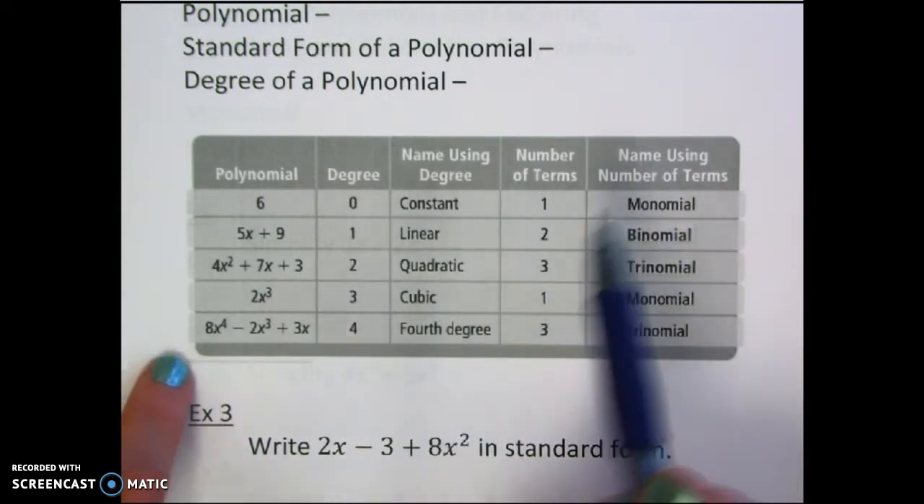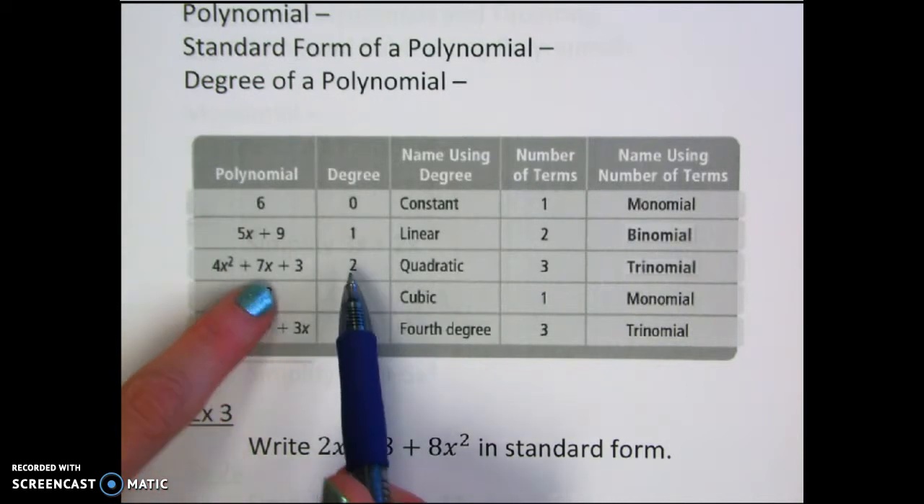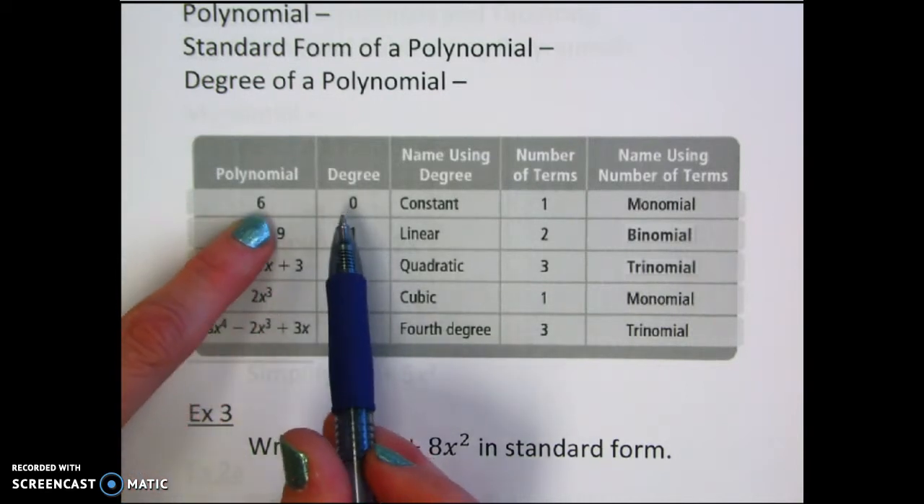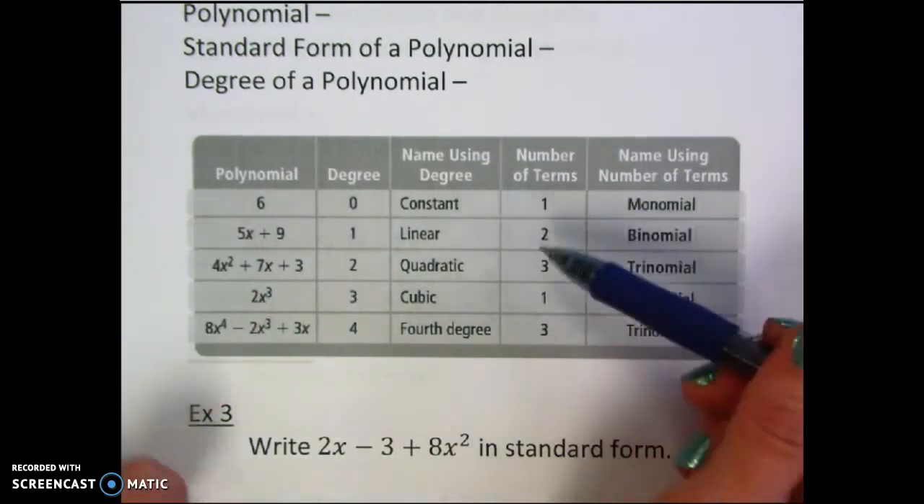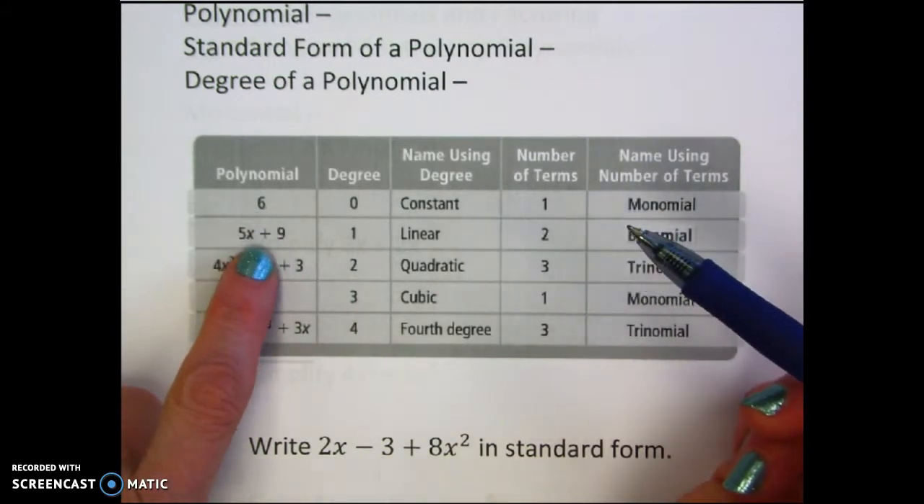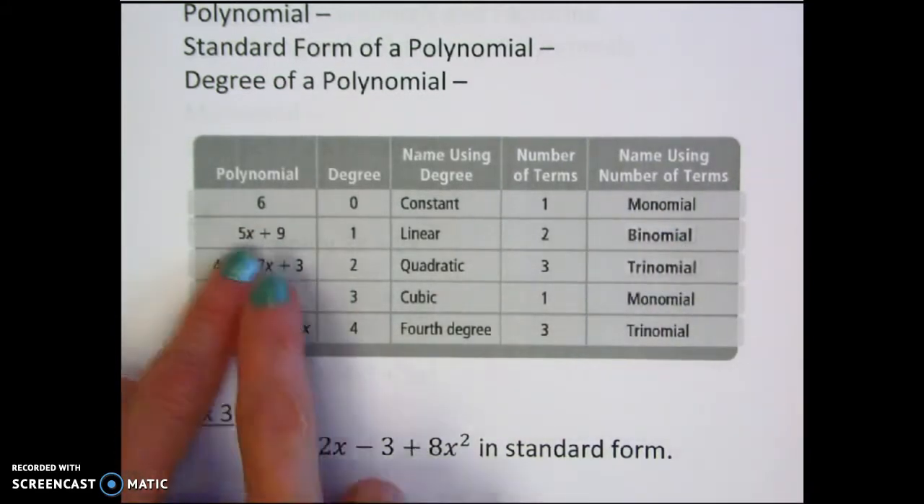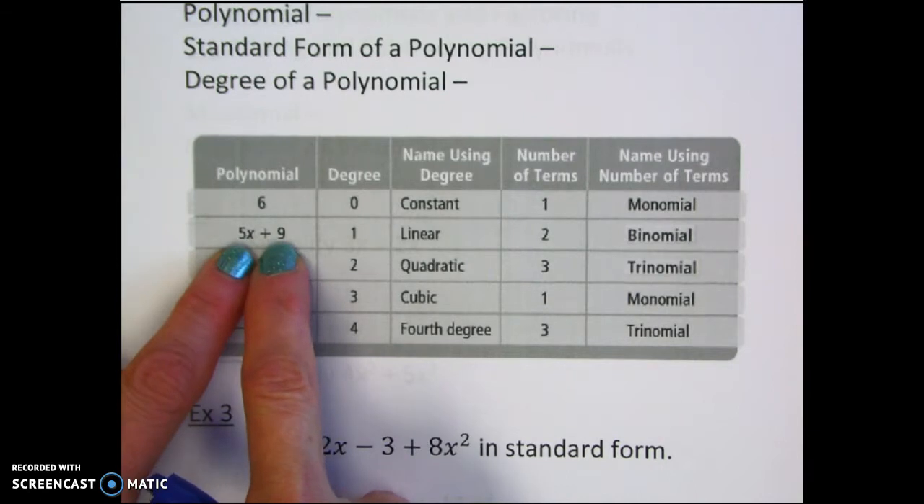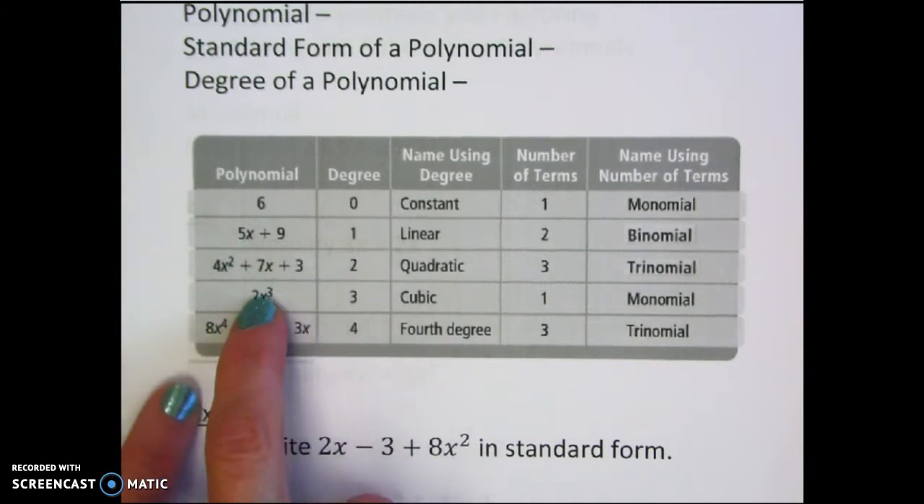The highest exponent in the term is going to be the degree of the polynomial. So this is a fourth degree, third degree, second, first, and 0. There's no x there at all. Number of terms: this is one term. So the number of pieces added or subtracted, this has two terms, the 5x and the 9. This has 3 terms, this has 1, this has 3.